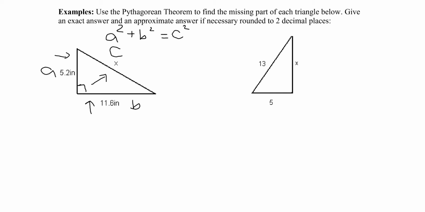So I'm going to substitute my values for A and B into the Pythagorean theorem and solve. So we're going to do 5.2 squared plus 11.6 squared is equal to C squared. All right, when I square 5.2, I get 27.04 plus, and then 11.6 squared is 134.56.